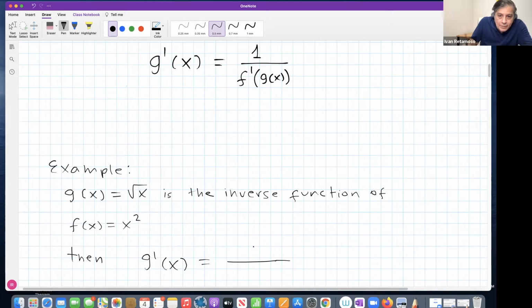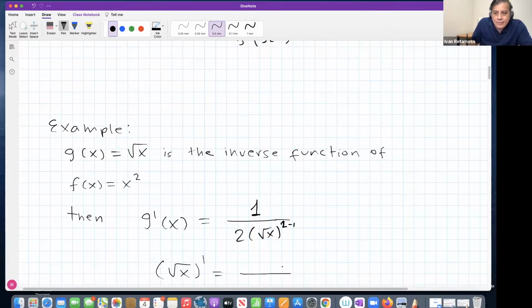Well, if you use this formula, that is going to be 1 over the derivative of the original function, f of x equals x squared, which is just 2 times something raised to 2 minus 1, right? It's right here, 2 minus 1, so I can follow. Evaluated at the inverse function, which is this square root of x, right?